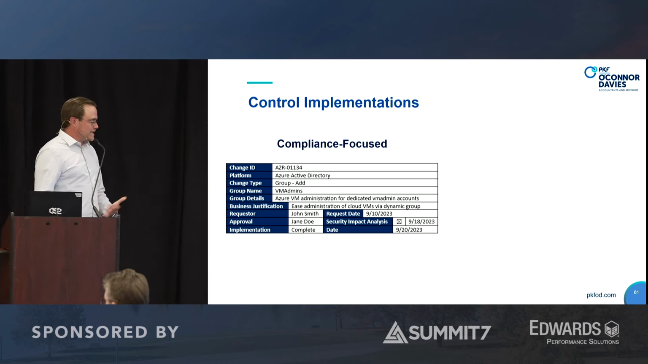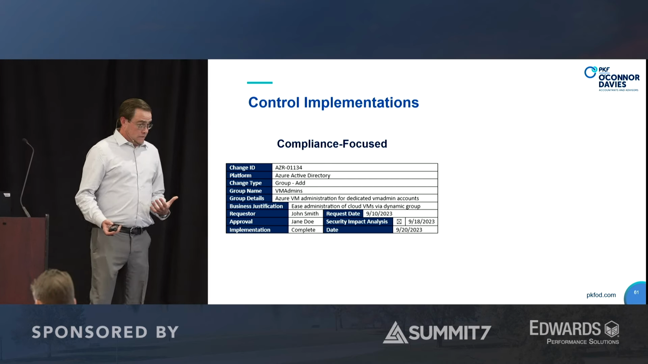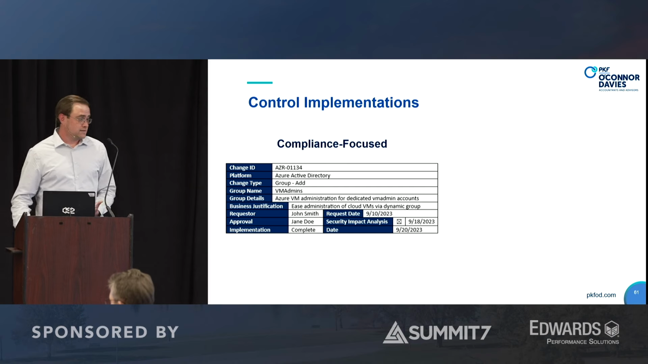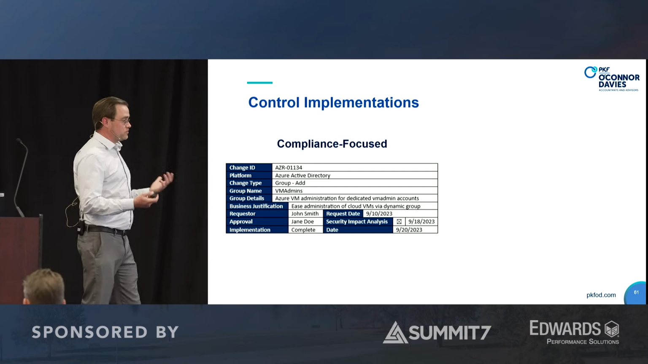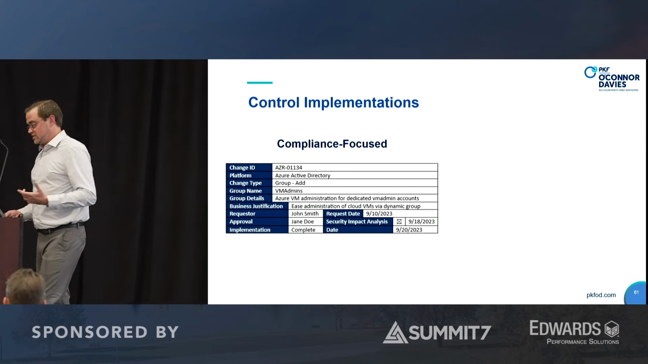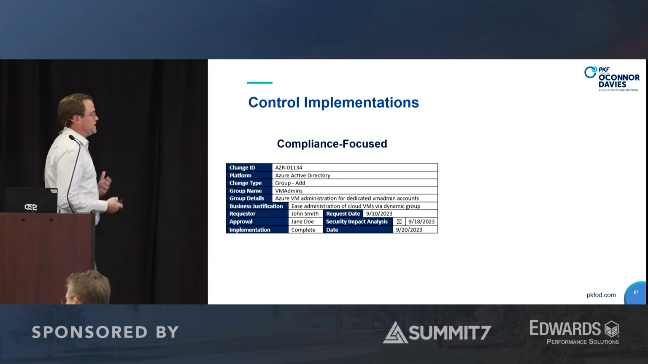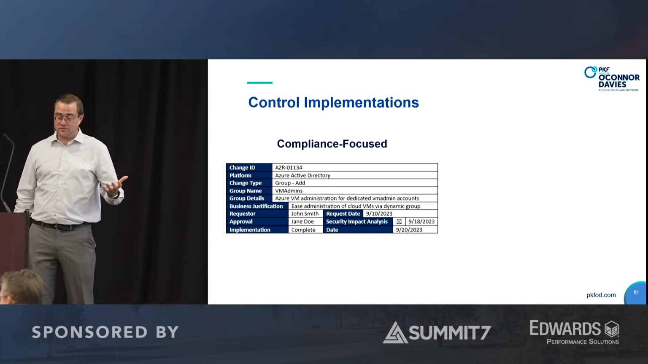But what did that security impact analysis actually include? Nobody looked at the rule. If they did look at the rule, they didn't know what they were looking at because maybe they weren't familiar with how dynamic groups work. Is there any difference between a dynamic group and an assigned group when it comes to change control? I doubt it, right? And you'd be forgiven for doing it that way.